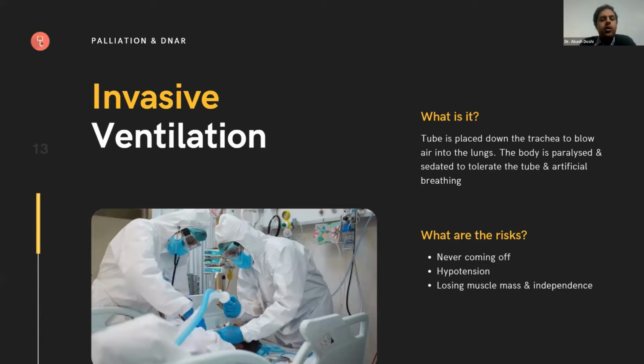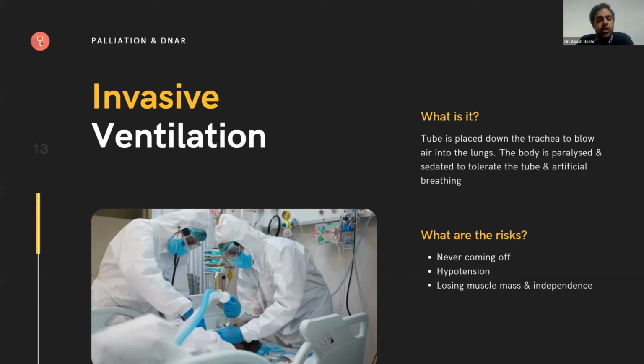Invasive ventilation is where we place a tube down the trachea, down the windpipe, to blow air into the lungs. We take over the breathing. And by taking over the breathing, we need to make sure that we paralyze the body, that we sedate with propofol and other agents, because they are going to need to tolerate the tube, and we will then give artificial breathing. Ultimately, if you take that pressure off the patient, then often that can work for the right patient, but the difficulty is that they may never come off.